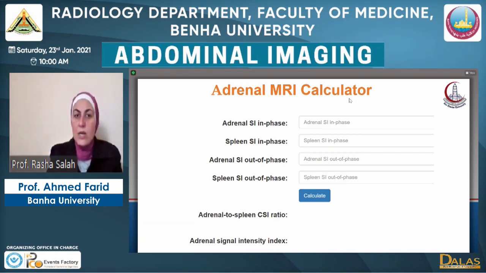There is an Adrenal MRI Calculator, and it is available freely online. You just put the signal intensity of the adrenal mass on the in phase, the spleen in phase signal, the adrenal signal on the out of phase, and the spleen out of phase signal, and then you just click calculate, and it automatically gives you the adrenal to spleen ratio, and also the adrenal signal intensity index, and this helps in characterization of adrenal adenomas.